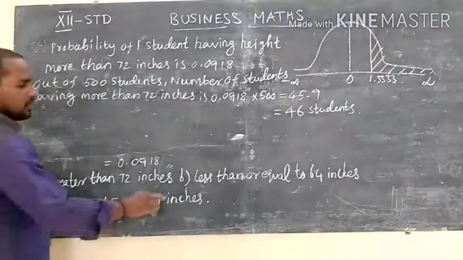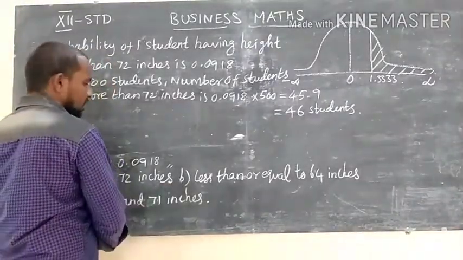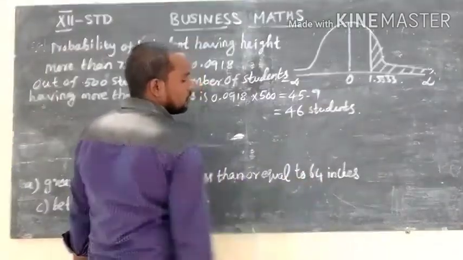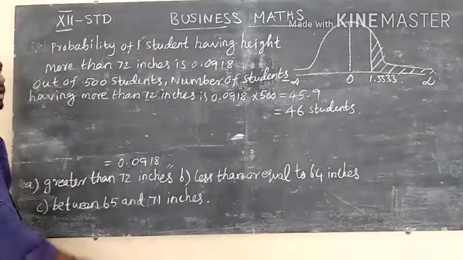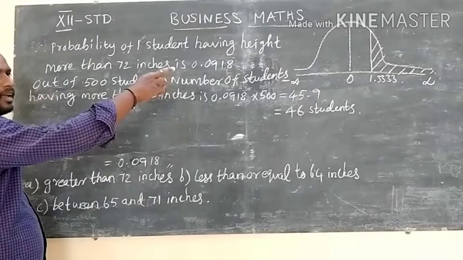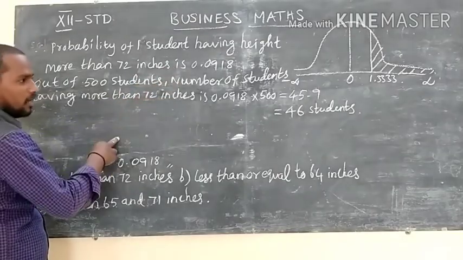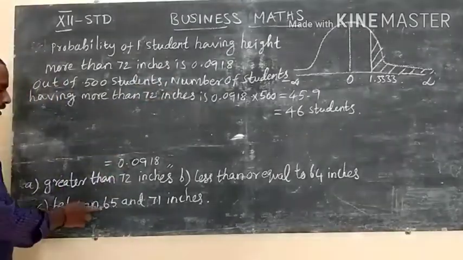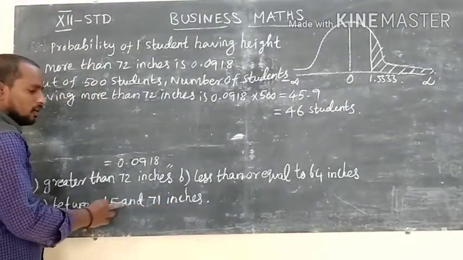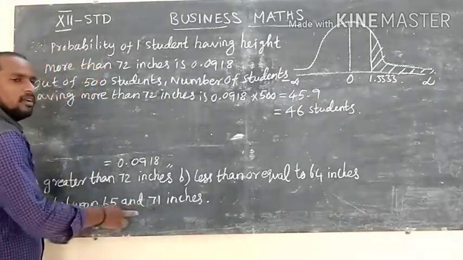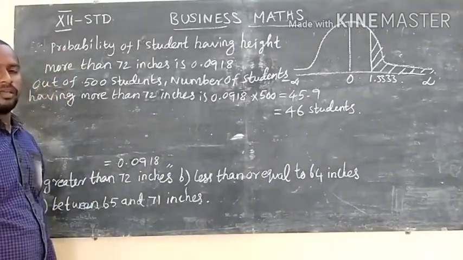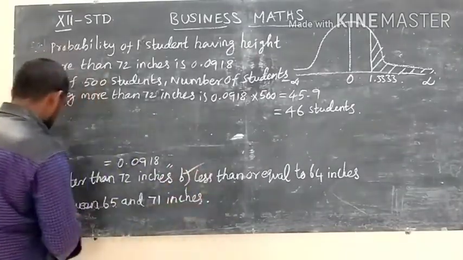In this manner, we find the second and third questions. Less than or equal to 64 inches: 64 is your x value, and mu and sigma are already given. Substitute and find the Z value, then draw the diagram, then use the table to find the answer. Likewise, between 65 and 71: 65 is your x1 value, this is the x2 value, find Z1 and Z2, then proceed in the same manner as the fifth question. These two parts are your homework.